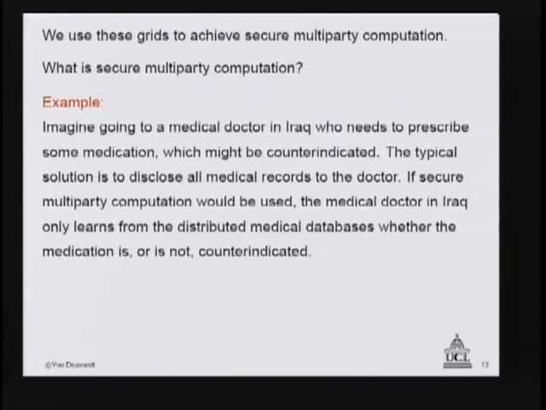But suppose you're there and you get sick and you have to go to the medical doctor. What are you going to do? The typical solution is you go to the doctor and the doctor says, oh, I'm going to prescribe you a medication. But that medication may be counterindicated because you may have an allergy, or you may take some other medication that reacts with the one that is going to be prescribed, or you may have a health condition where this medication is going to make it worse.